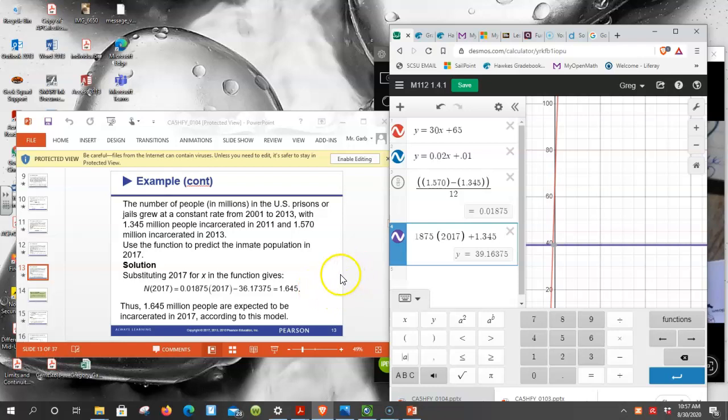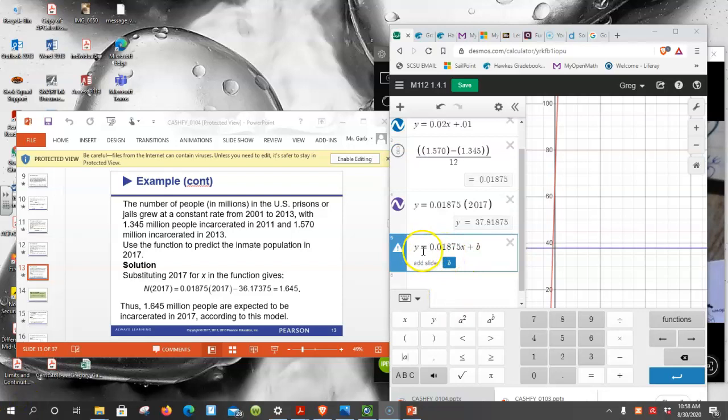Let's see what's different here. Oh, we didn't do the y-intercept. Okay. From the previous problem, we needed to find the y-intercept. We knew it was y equals mx plus b, but we need to find out b. So what we do is we just plug in one of the points that we know. We know that in 2001, it was 1.345, and x was 2001.